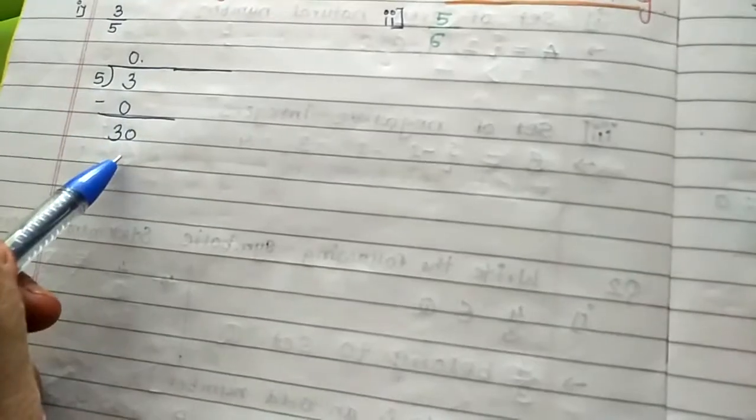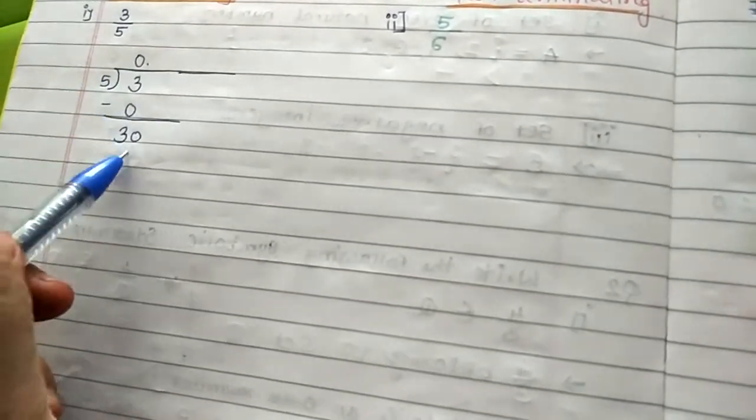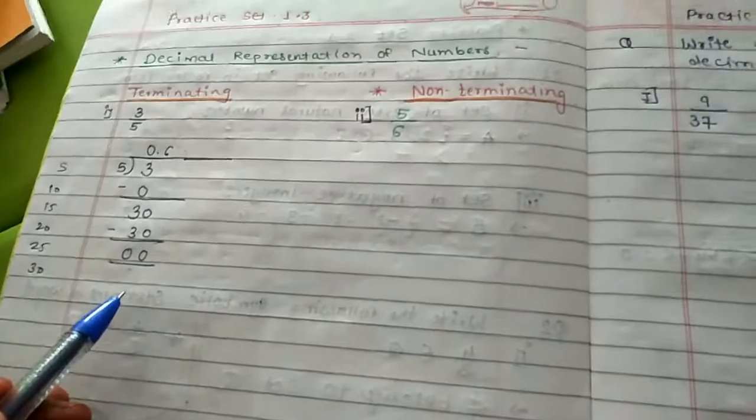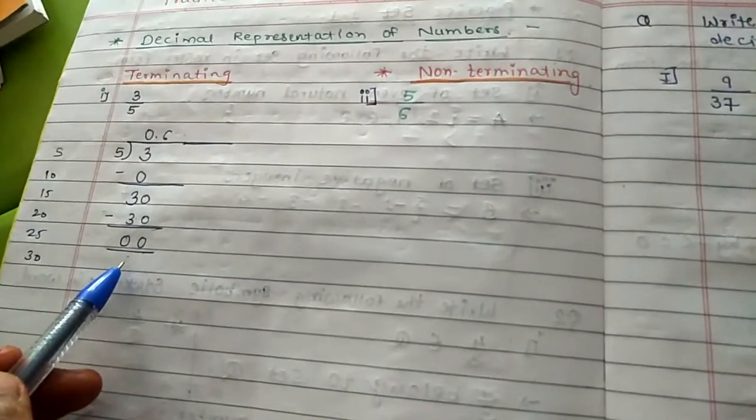So now, 5 table: 5 ones are 5, 5 twos are 10, 5 threes are 15, 5 fours are 20, 5 fives are 25, 5 sixes are 30. So here we carry 6, 5 sixes are 30, so we wrote that here, and the minus sign. So 30 minus 30, 0. So here, if you observe, the remainder we are getting is 0.